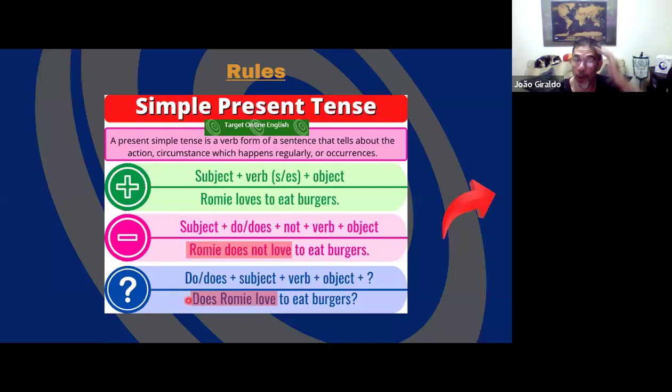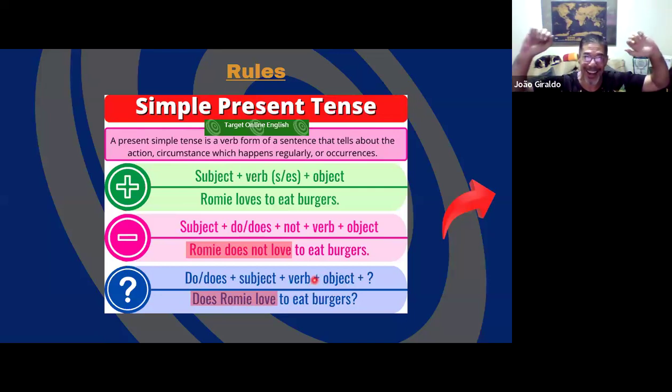Okay, guys, remember the structure. So we start with the auxiliary, repeat the subject, and my verb returns to infinitive because of the presence of the auxiliary verb. Okay, and after, you continue your sentence with your complement or object. So this is the basic structure.